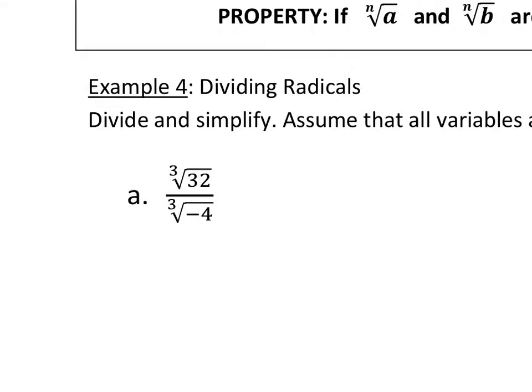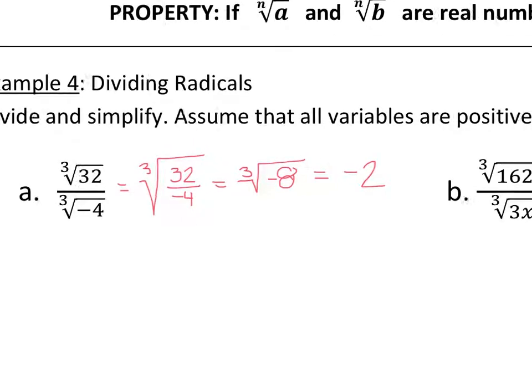Okay, so we can't take the cubed root of 32 and we can't take the cubed root of -4. So let's write them together in one big cubed root. So 32 over -4. Hey, we can divide that, right? Cubed root of, what's 32 divided by -4? -8. What's the cubed root of -8? -2. Anytime you're taking an odd root of a negative, your answer is going to have a negative in it. Just know that.